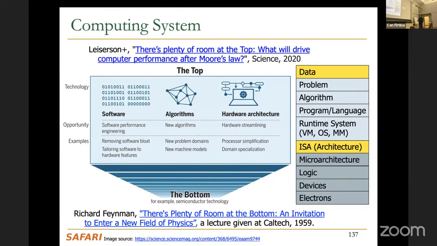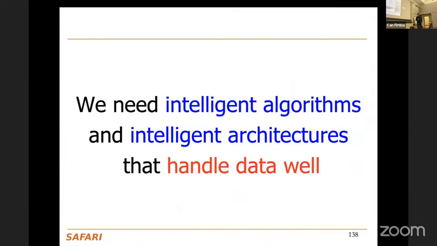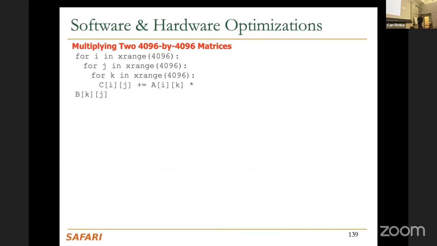This means that we need to look at both the problem and the devices at the same time, so that we can leverage the power of hardware-software co-design to accelerate these important applications whilst making them energy efficient. To achieve this, we need, of course, intelligent algorithms and intelligent architectures that especially handle data well, right? So that's almost a requirement when we're designing these.